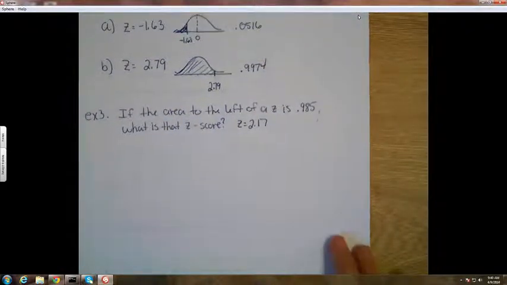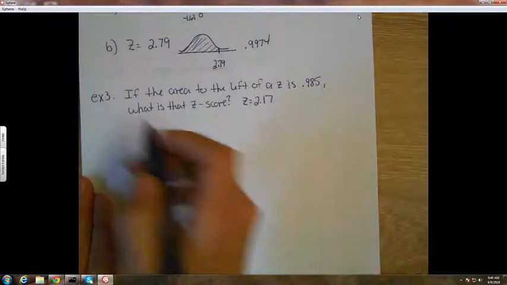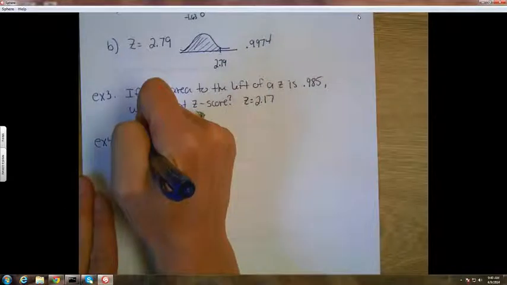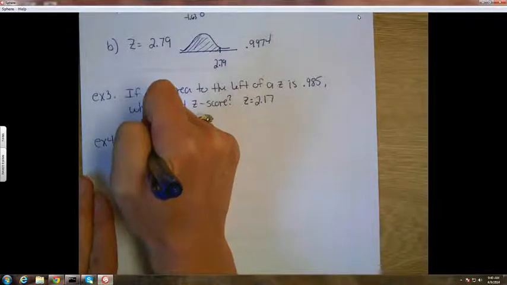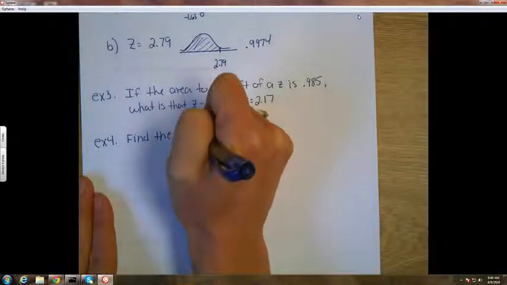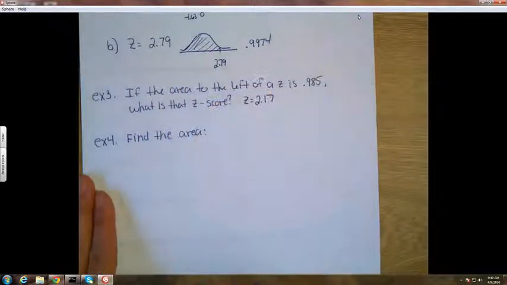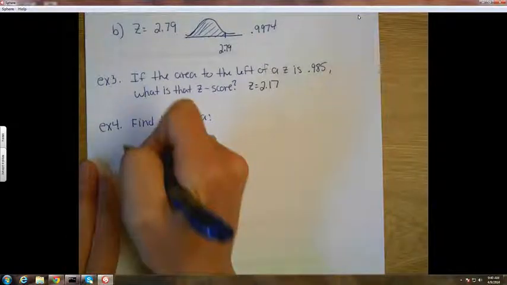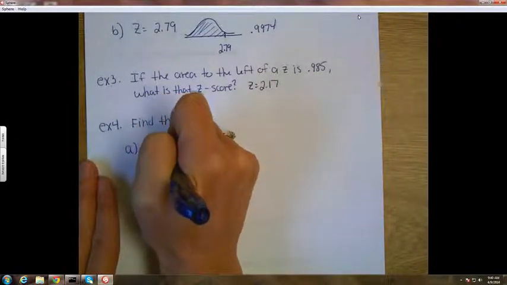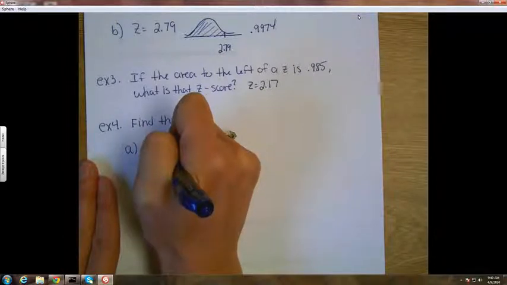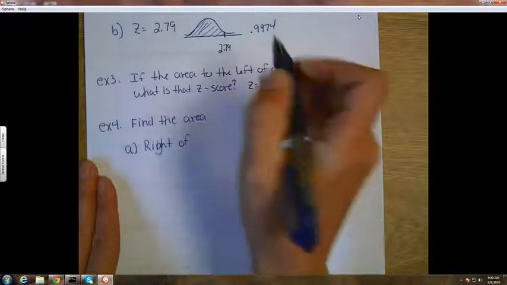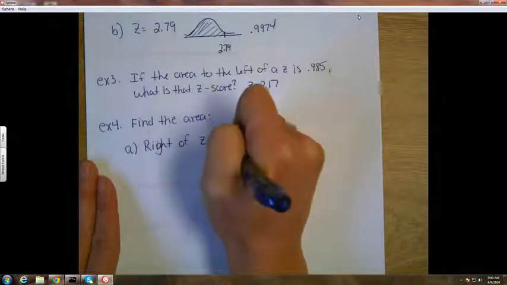Okay, let's change it up. Now, unless you think it's easy. Find the area again. This time I'm not going to say to the left. I want to say to the right. Oops, right has one I in it. To the right of a z-score equal to 2.13.